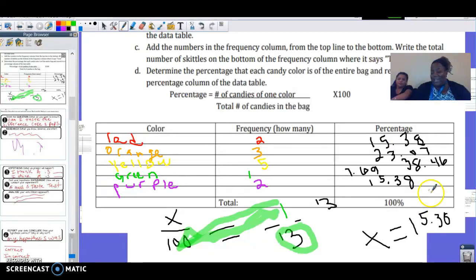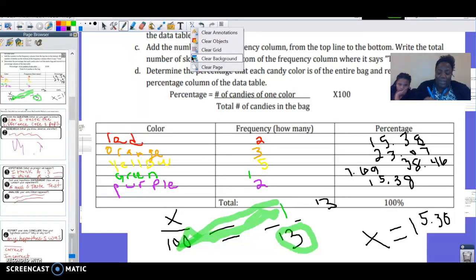So I had 99.98%, and that's close to the 100% that we're looking for here. So that's how you take care of this page. Now, the next page, which is going to be the last page I show you, we're going to take our numbers, but we have to remember what these are first. I have red is 2, orange is 3, yellow is 5, green is 1, and purple is 2.